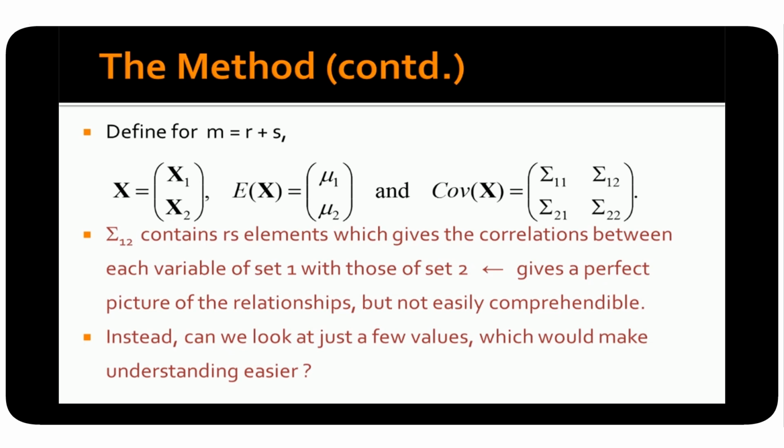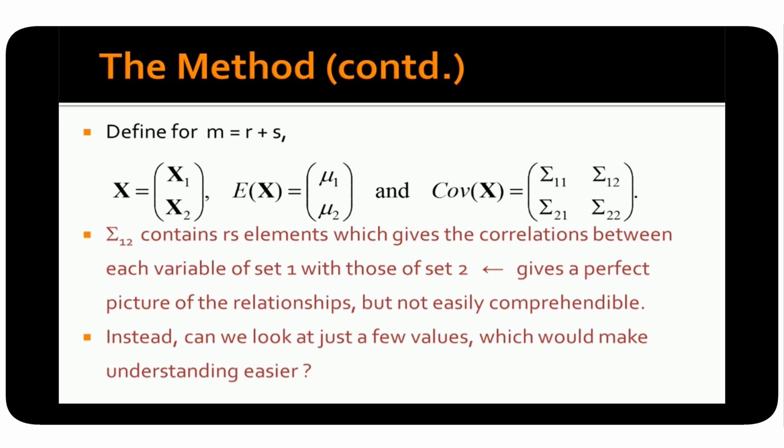Now what we do is we put the two sets into a single largest set of m variables. So m is equal to r plus s, and we have x, which is an m dimensional vector, as x1 and x2. So the first r of the elements of x are from the first set, and the last s of the elements are from the second set. So x is x1, x2.